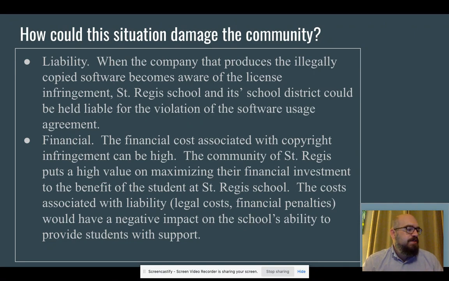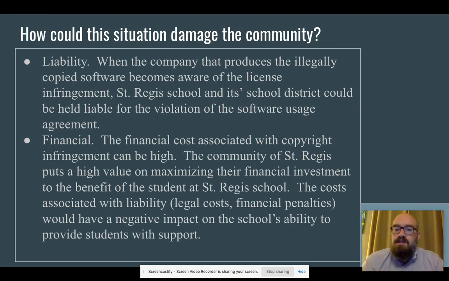First, it could damage the community through liability. When the company that produces the illegally copied software becomes aware of the license infringement, and in the era of internet access and programs connecting to the internet for their usage, I have a hard time seeing how a company would not be aware of multiple licenses being used. The school and the school district could be held liable for violation of the software usage agreement. This could also come with a financial cost, and that can be a high cost.